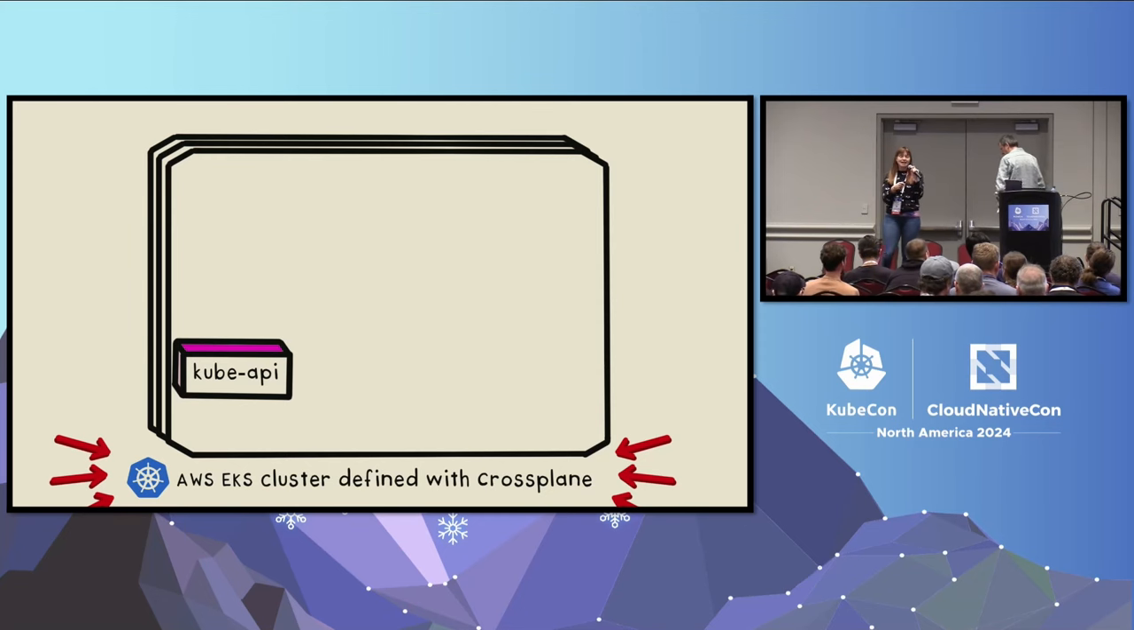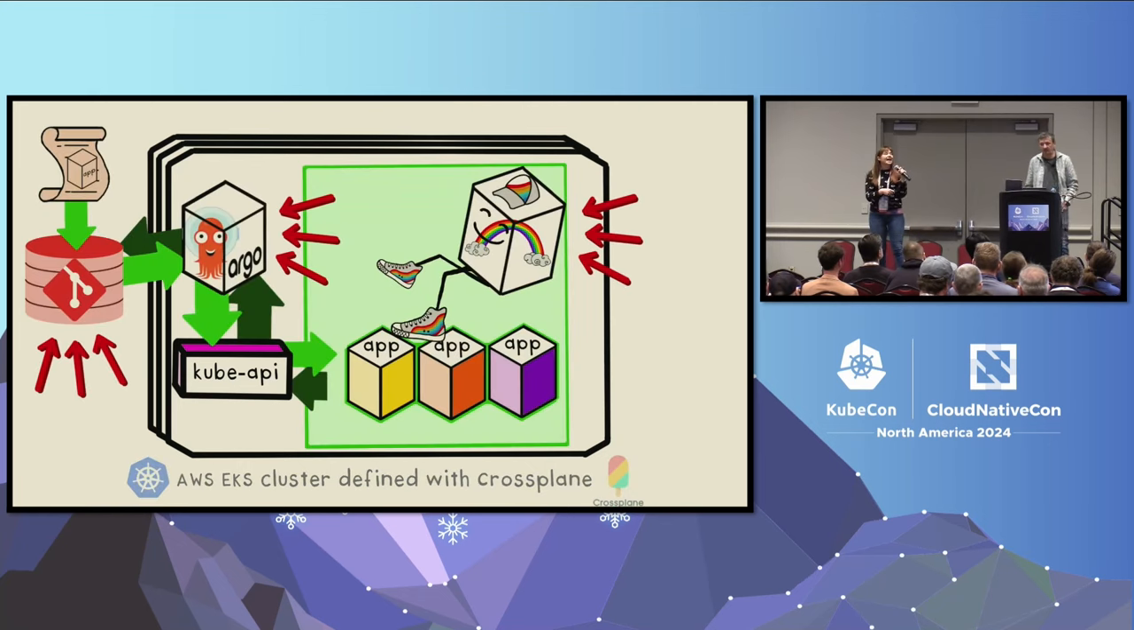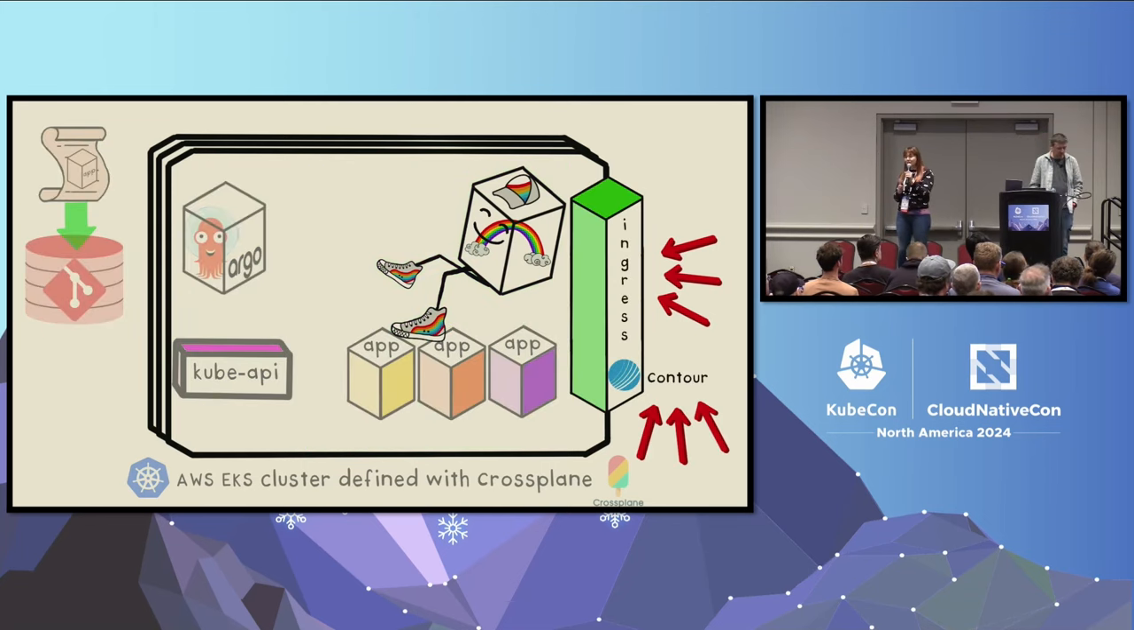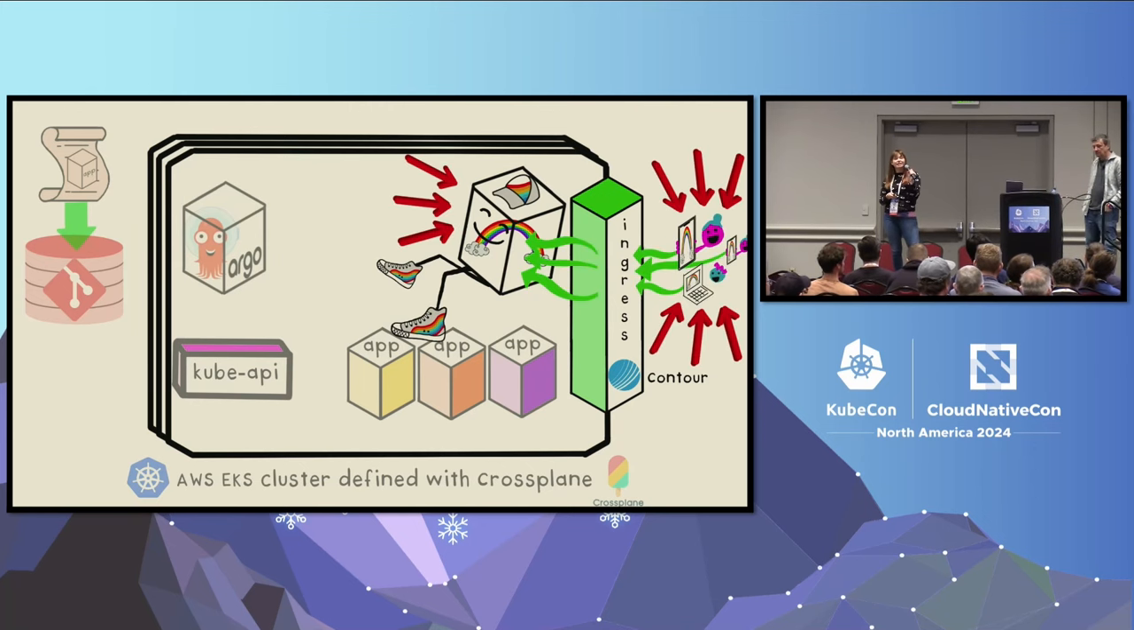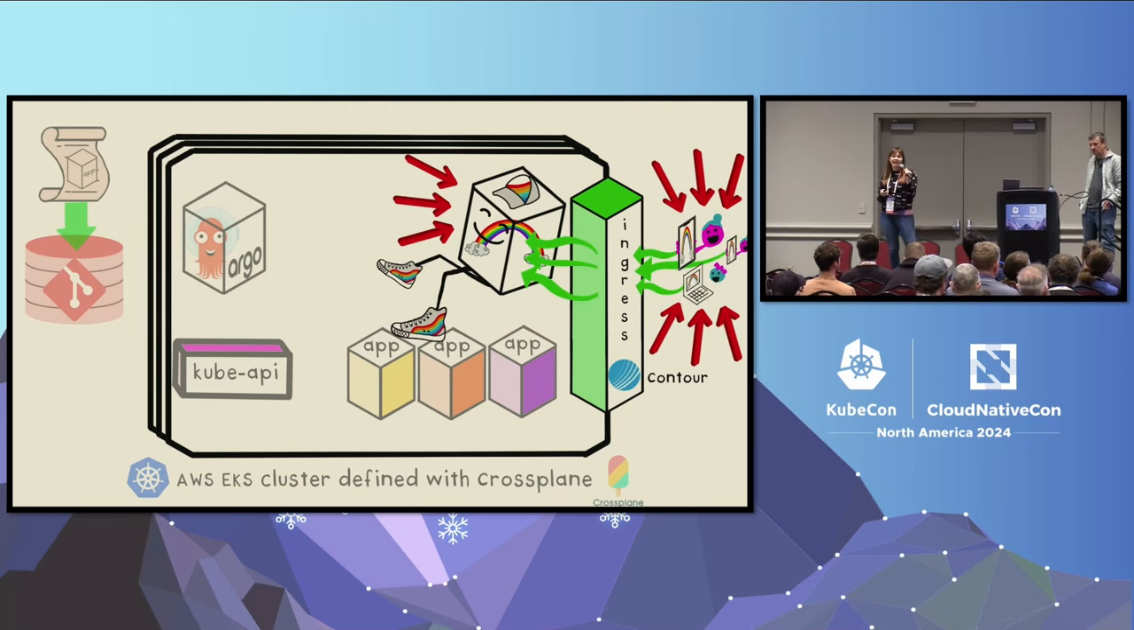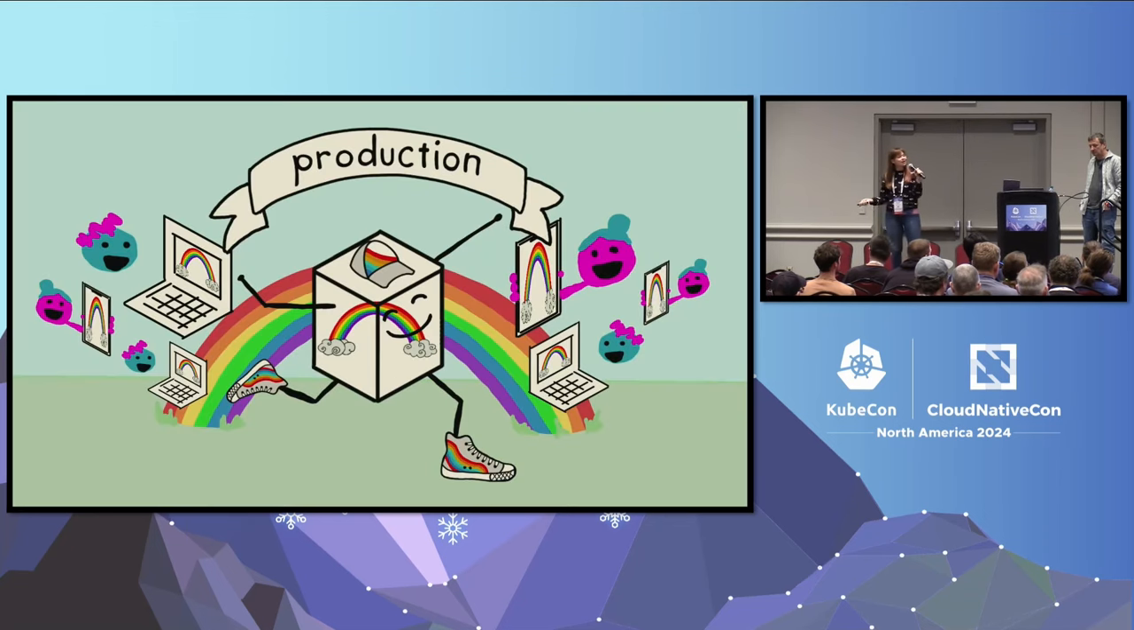It is made up of an AWS EKS cluster that's defined declaratively with Crossplane resources. It also has our heroes already deployed in a running application, and it was deployed with GitOps, with Argo CD in particular. We have Ingress already running, and we have Contour because that's what you chose. And so therefore, end users can already access the application. So Hero is living their dream. They are running in production.